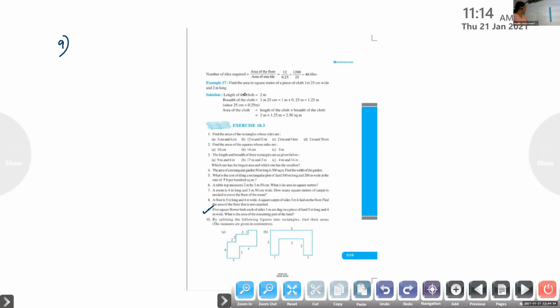Okay, children. Five square beds. Square beds means square flower beds, with a lot of flowers. Have you seen in a park? Some area is filled with plants full of flowers. We won't see the leaves and all, we'll see only the flowers. The plants are shaped into a particular shape.